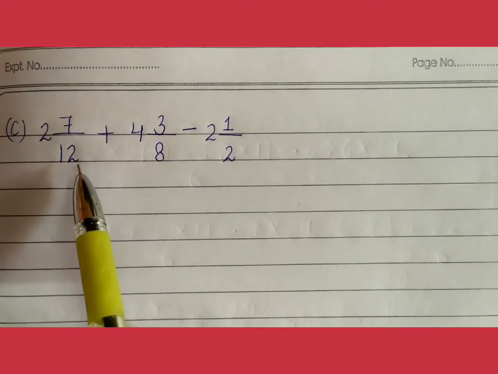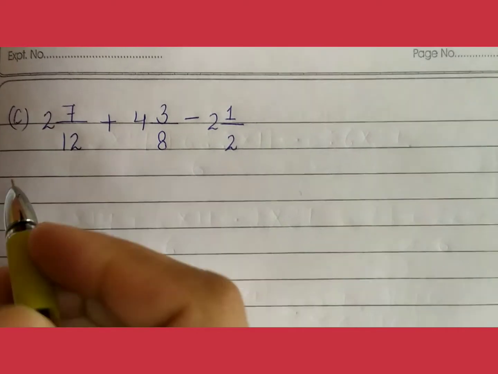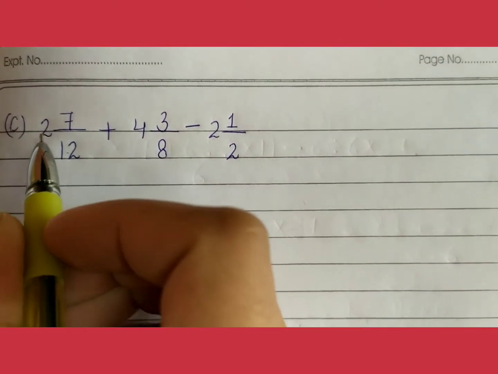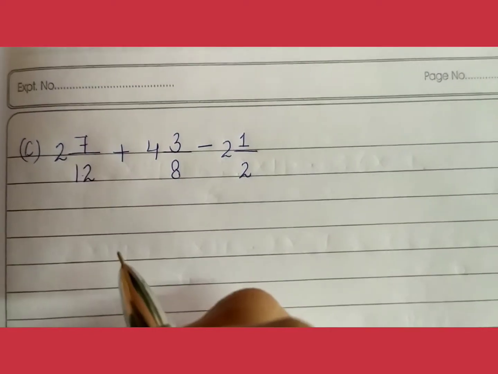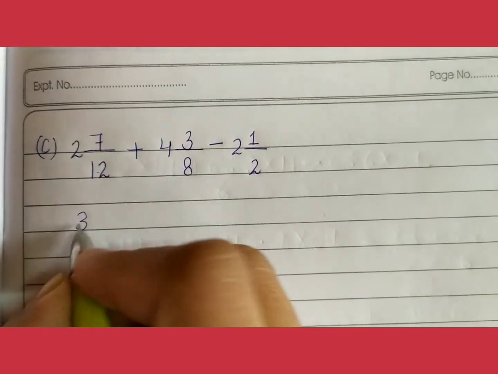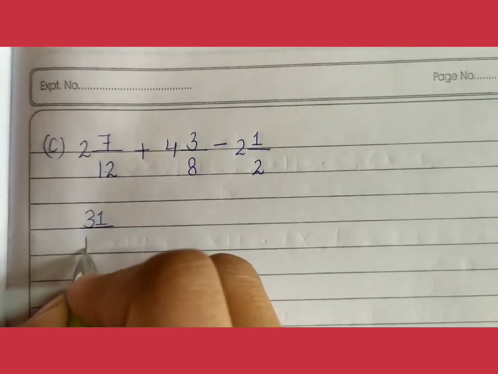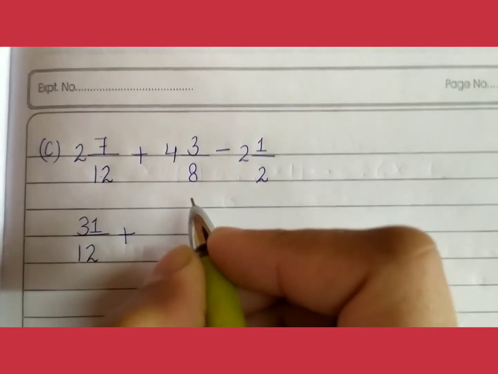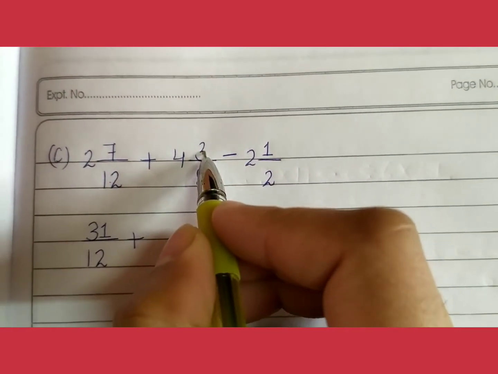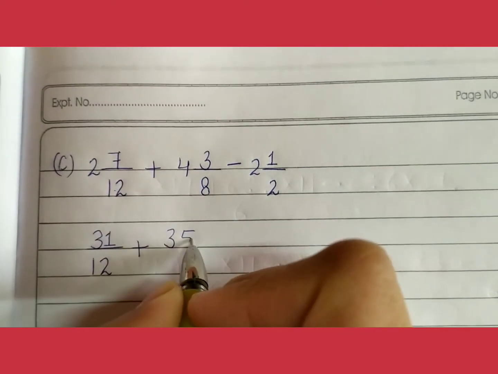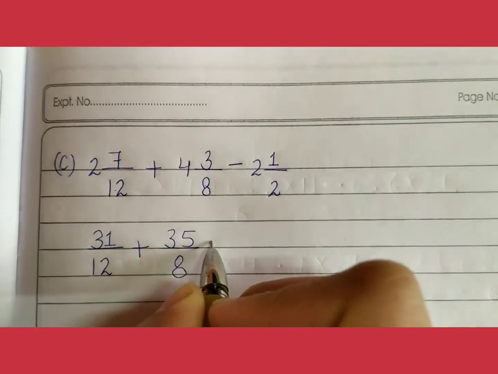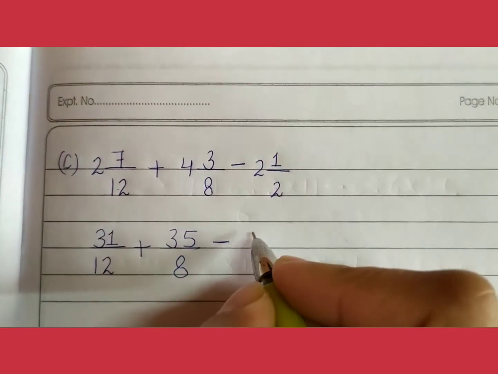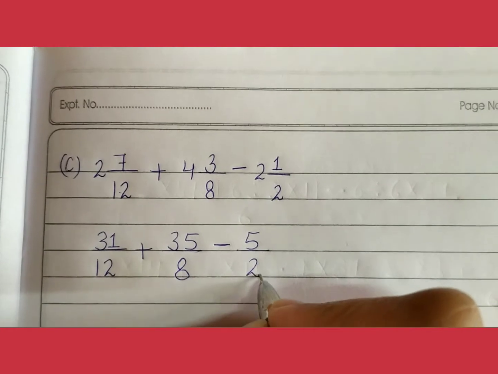Firstly change into improper fraction. 12 multiply 2, 24. 24 plus 7 equal to 31. Right? 31 upon 12, plus 8 multiply 4, 32. 32 plus 3, 35 upon 8, minus 2 multiply 2, 4. Add 1, 5. 5 upon 2.